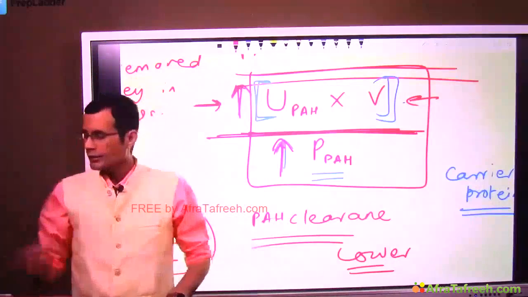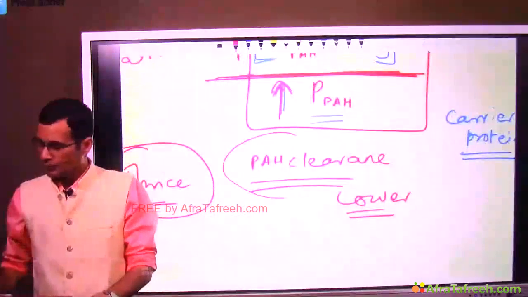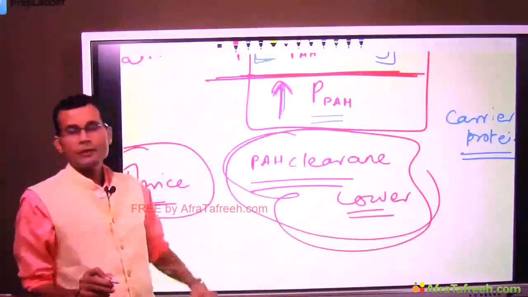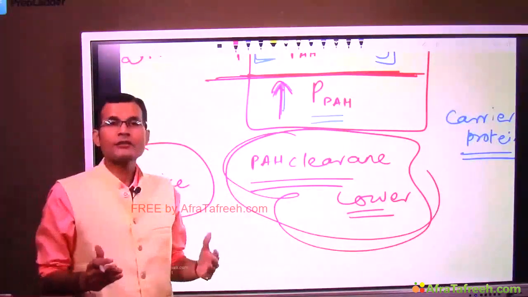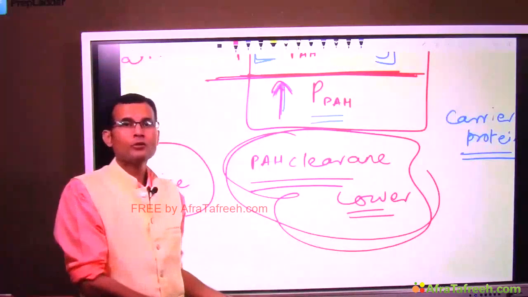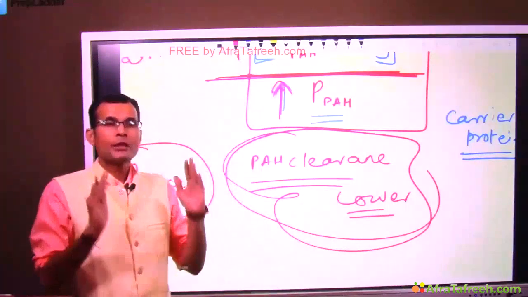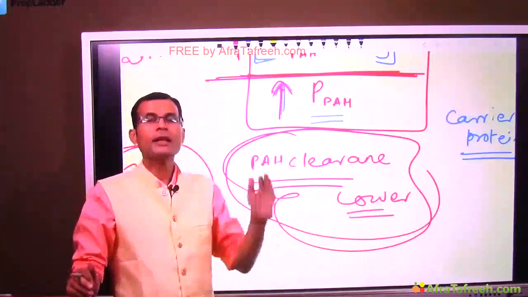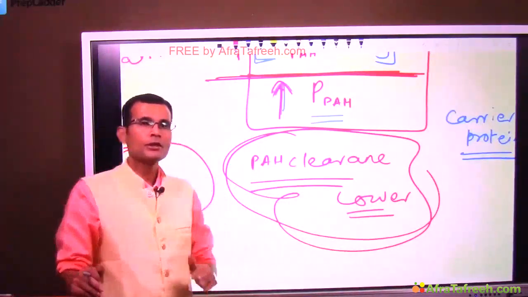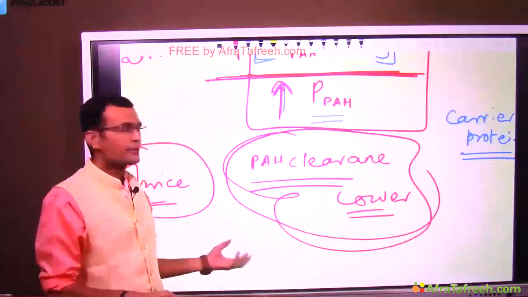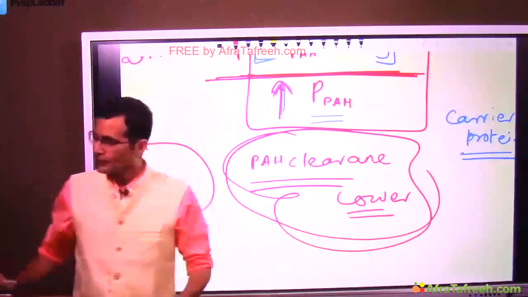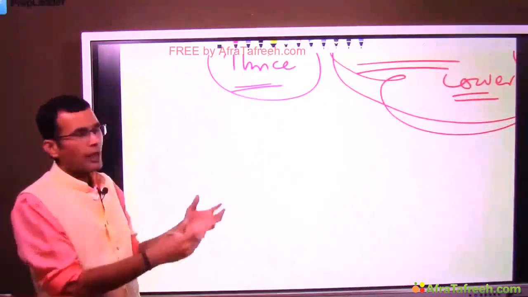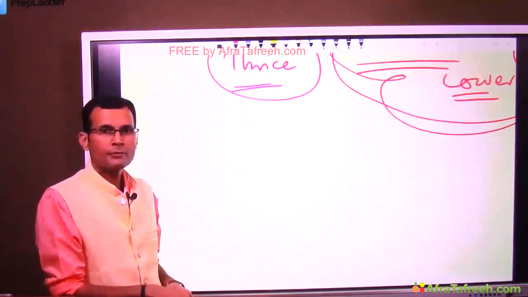So eventually PAH clearance will now become lower by this equation, and PAH clearance is the same as renal plasma flow. So that means erroneously low renal plasma flow will be estimated. Okay, that's the answer to the MCQ. So please, you can go through the video again just to have this concept imbibed correctly.